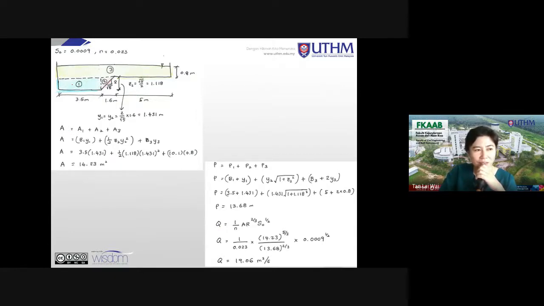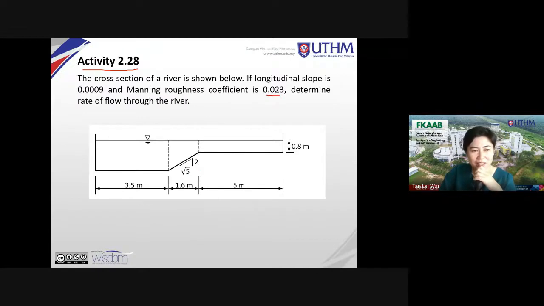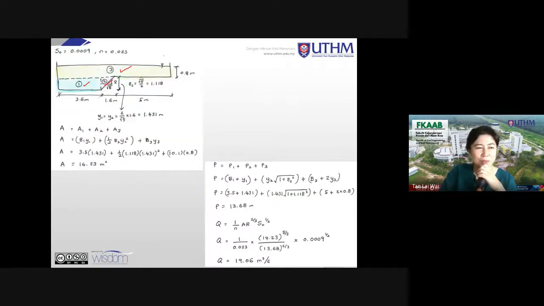If you look here, I have subsection 1, subsection 2, subsection 3. I don't mind if you want to have more than 3 subsections, you may have 1, 2, 3, 4, 5. It doesn't matter. But for me, the least number of subsections is simpler. I don't have to find so many of it. So I'm using 3 here. I find total A, I find total P, then I find my Q, since my Manning roughness has only one value.